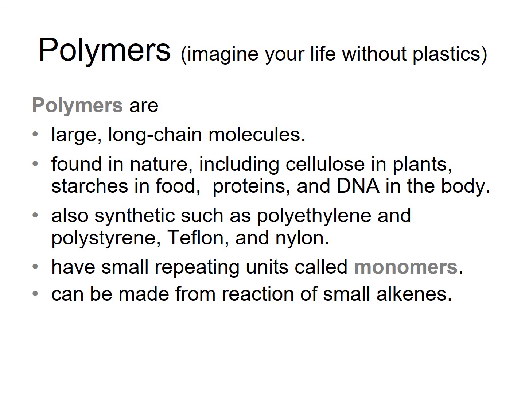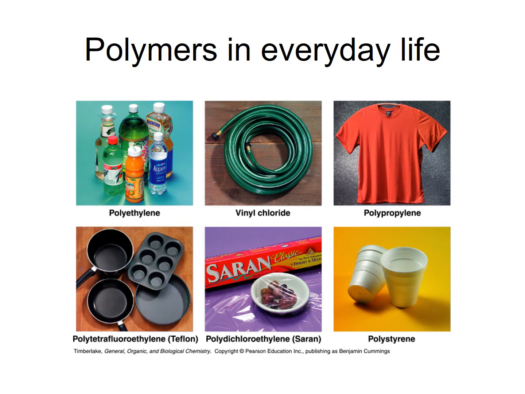So these monomers tend to be small alkenes, because you need to be able to break a double bond in order to string these together. So here are some examples of polymers that you might run into in your daily life.